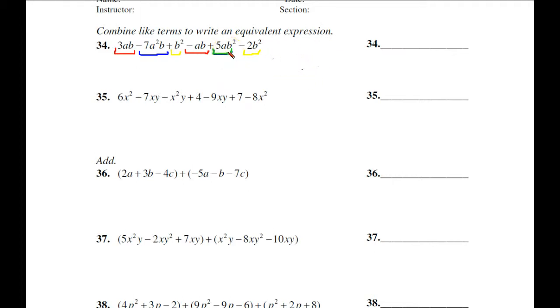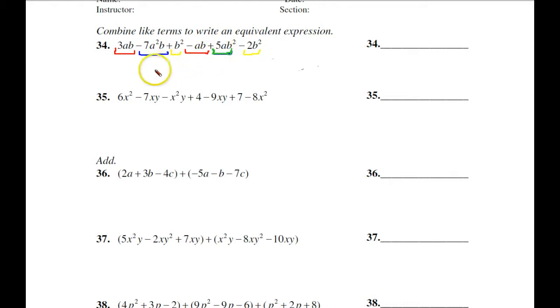Well, I noticed when I was checking the answer, I said, wait a minute, these are not like terms. The one I had in blue, and I had this in blue. That was when my daughter came and I was distracted. So here we have a squared b. Here we have a b squared. So these are not like terms.